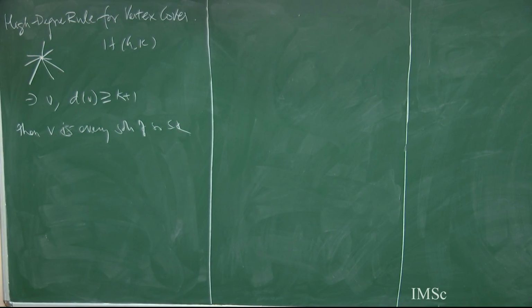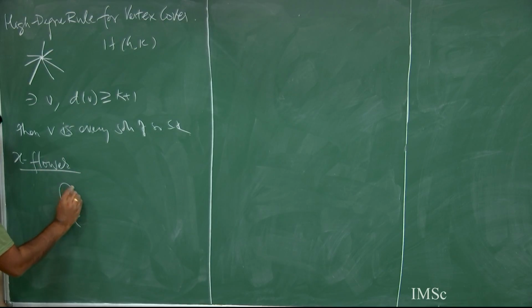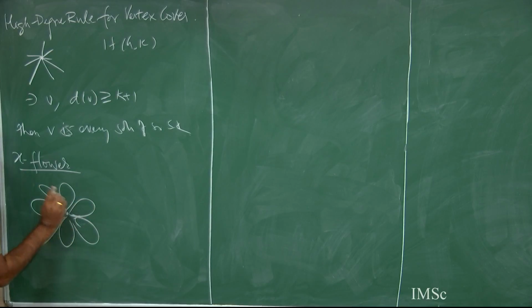What will be the canonical rule for feedback vertex set? What will be a rule analogous to this for a feedback vertex set? More than K cycles? Exactly. Okay. So I am going to define a notion of X flower. What is an X flower? It is basically an X and there are hanging vertex-disjoint cycles.